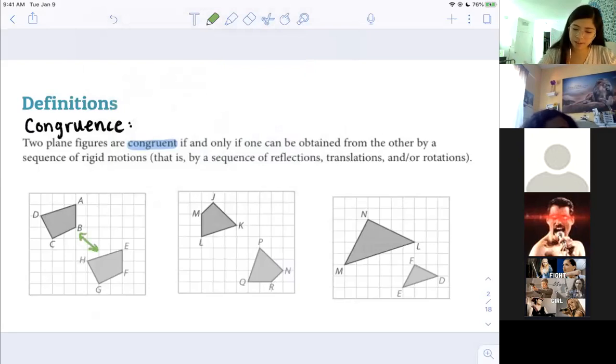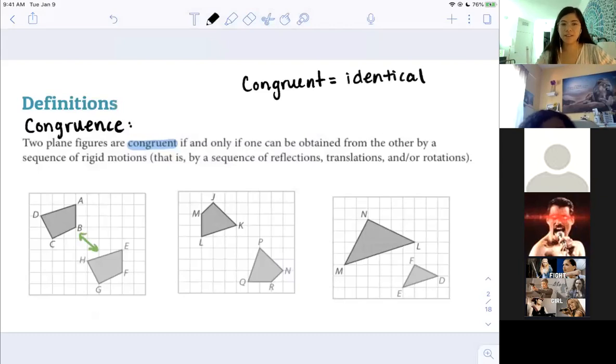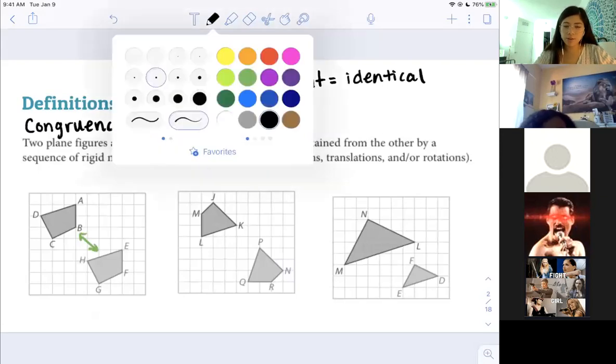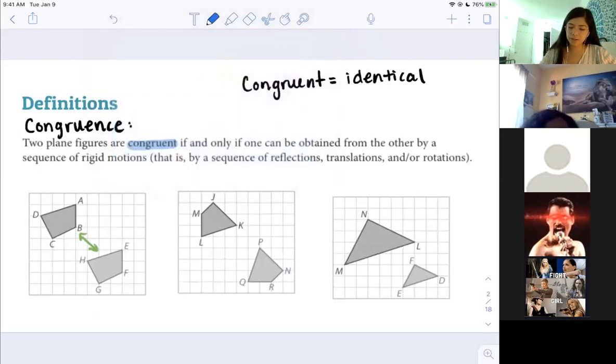So just remember that the word congruent is just another word for identical. They're exactly the same. You can only create two congruent figures if you do a reflection, a translation, and or a rotation. So what's left out of this list? What type of transformation is left out of that list that we've heard about in the past?